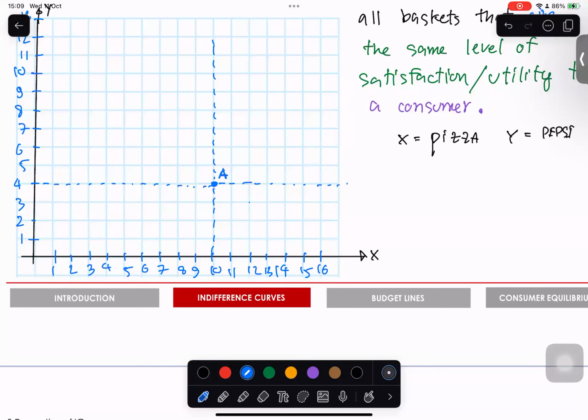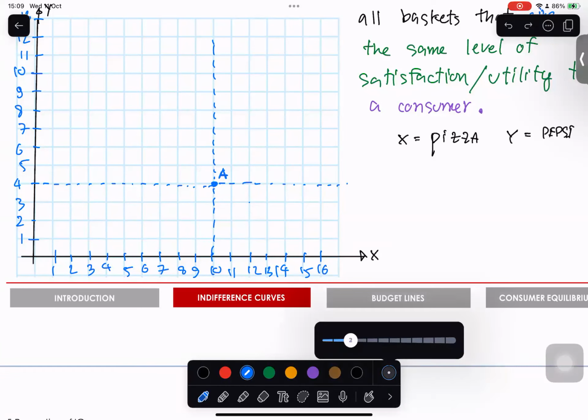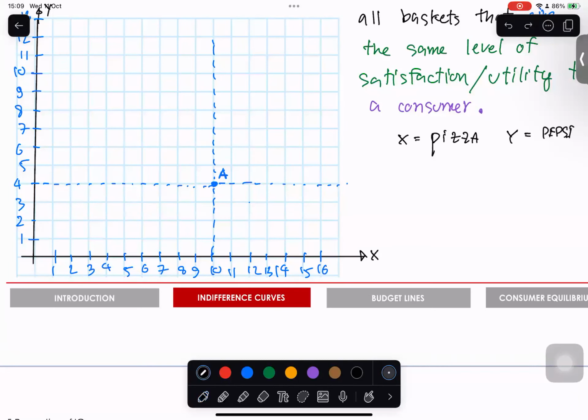Okay, let's start with basket A, in which we have 10 pizza and four cans of Pepsi.